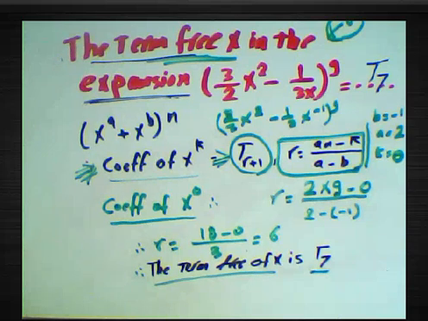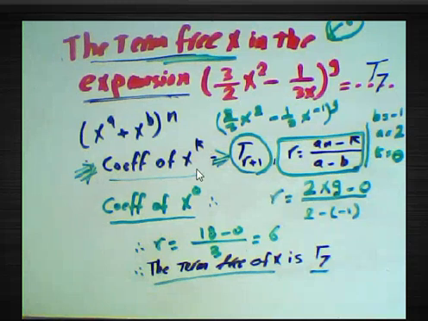Okay, understood? You can change k to equal 1 or 2 or 3 in the example. If you are asked about the term of x power 7, you must write k equal 7. But in this example, we can write k equal 0 here. To find the term free of x, it is term number 7.